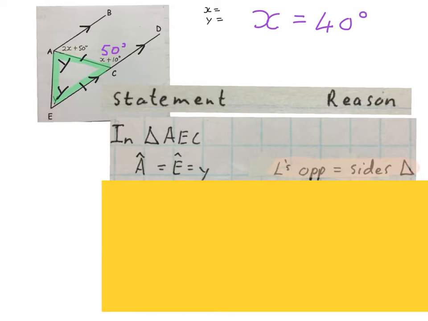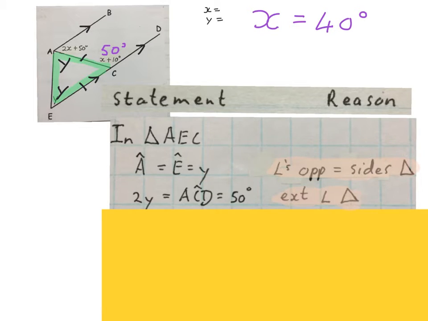Now we write what we said. The angle A and the angle E in this triangle is both equal to y. The maths reason is angles opposite equal sides of a triangle. Now we know from our geometry rules that if I have a triangle and I have an exterior angle, this outside angle is equal to that angle plus that angle. Exterior angles of a triangle.